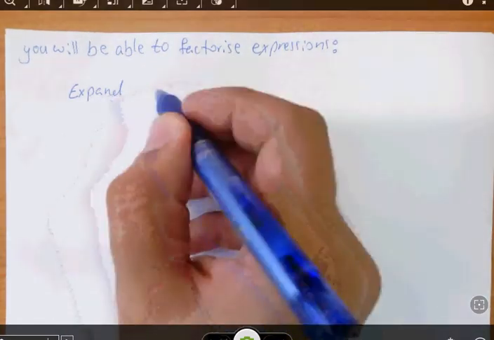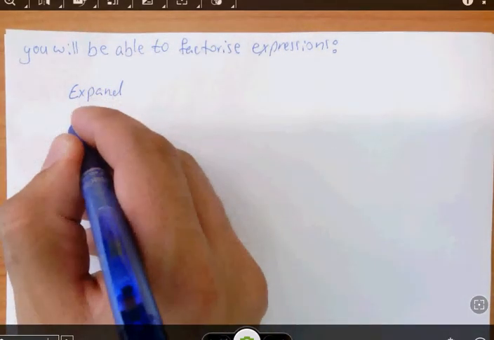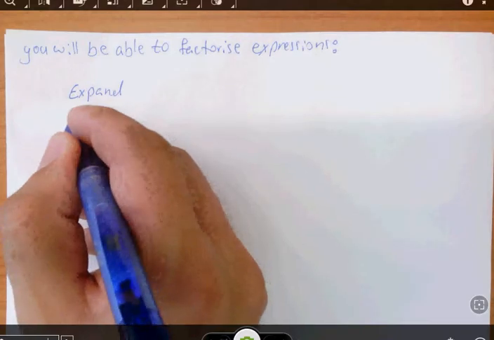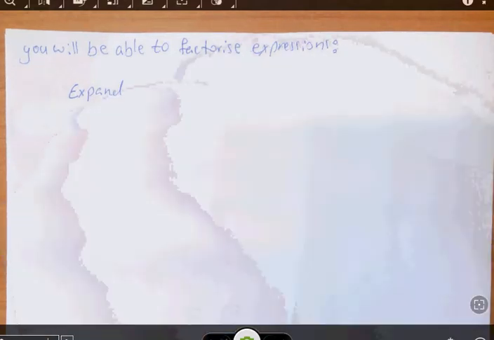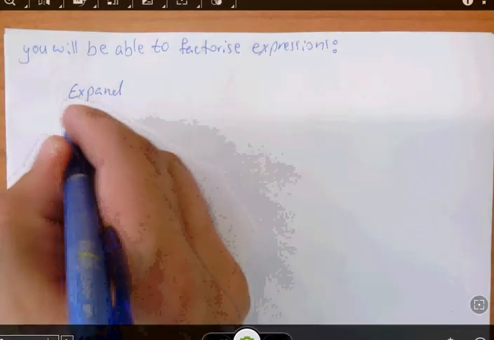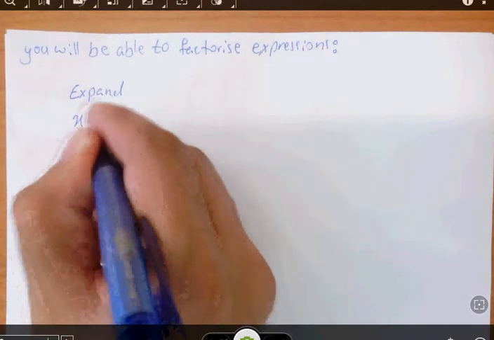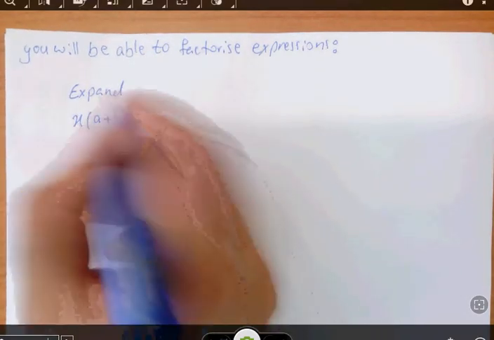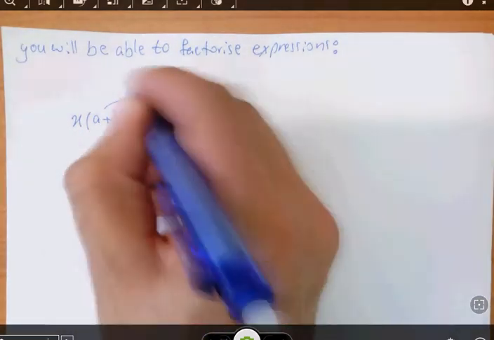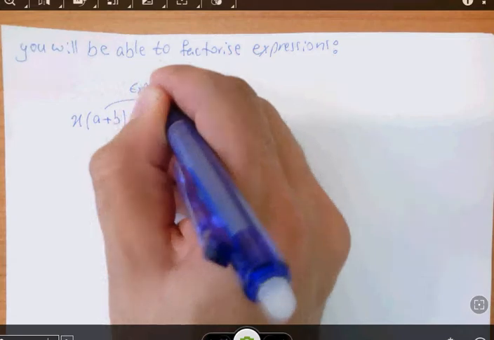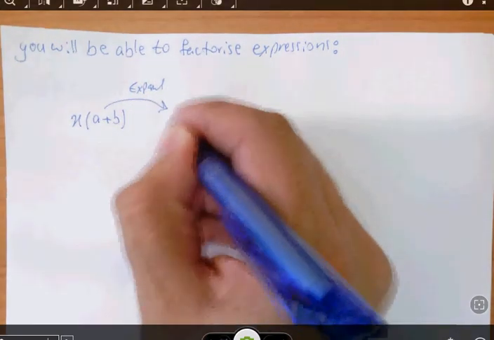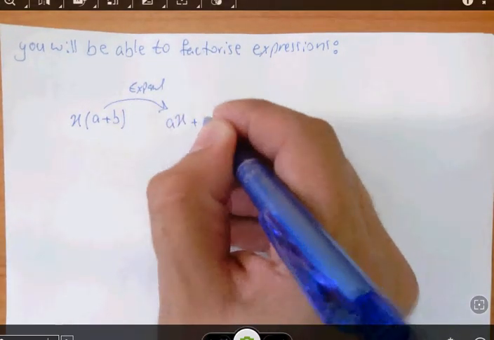In this form, for example, a very simple situation that we had at the very beginning, it was x times a plus b. If I expand it in this form, I should write it over here. We all know what this is going to look like. What's the answer when I expand this? Very good. Ax or xa doesn't really matter, plus bx.